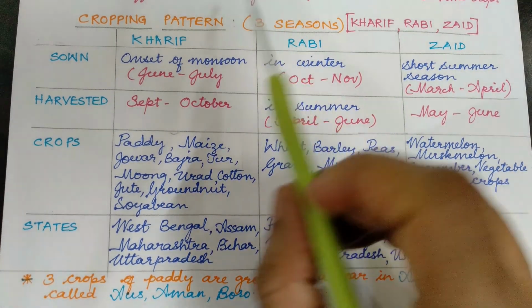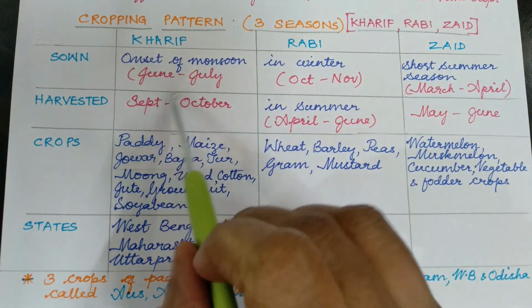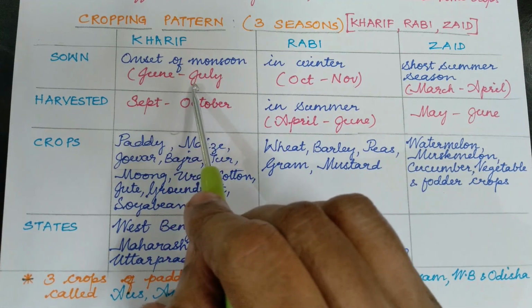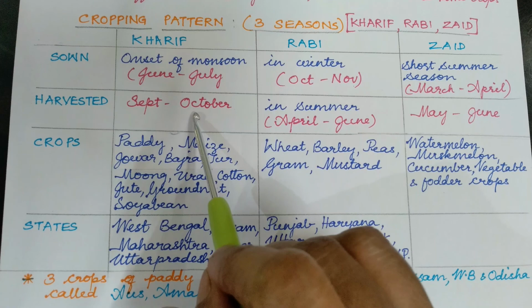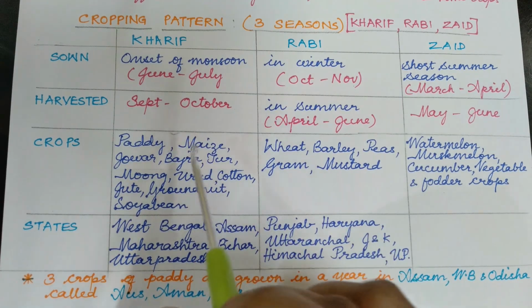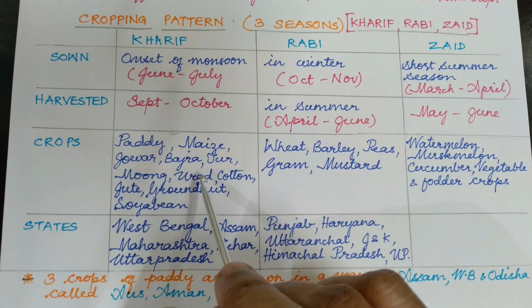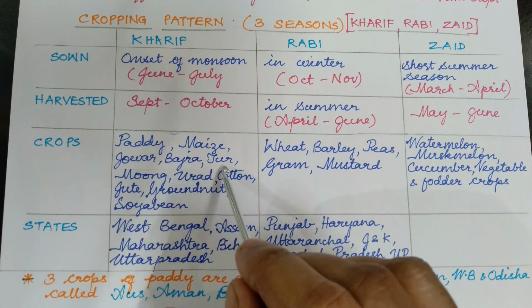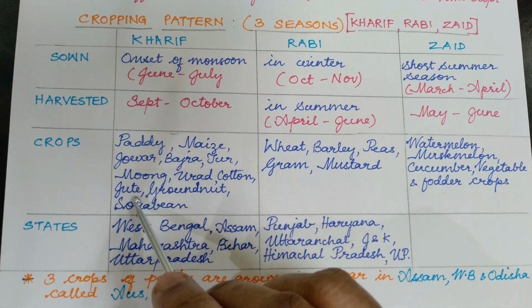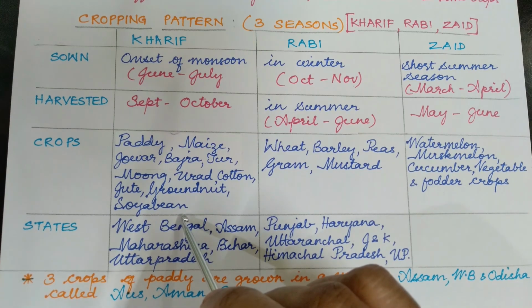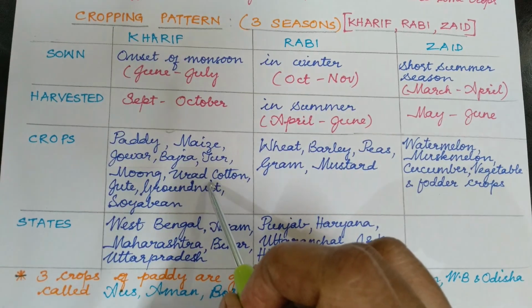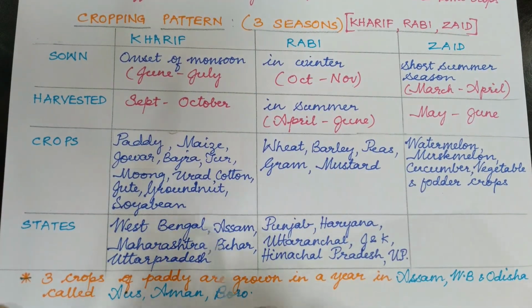Now, if you see, we have Kharif crop. This crop is sown at the onset of monsoon, that means in the month of June and July. And it is harvested in the month of September to October. Now, what are the crops grown in the Kharif season? We have paddy, which is nothing but rice, maize, jowar, bajra, tuar, moong, urad, cotton, jute, groundnut, and soya bean. And in which states do we have this Kharif crop? We have it in West Bengal, Assam, Maharashtra, Bihar, and Uttar Pradesh.